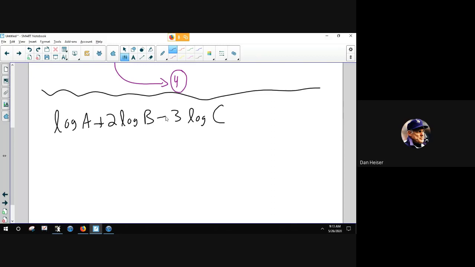Addition, subtraction. Well, we go left to right in order. So we do this first. Oh, let's make it interesting. Let's make that C squared. Let's make that, no, scratch that. Let's leave it alone. 3 log C is fine. So we need to do this first before we do the subtraction.